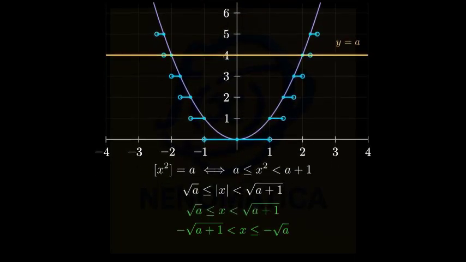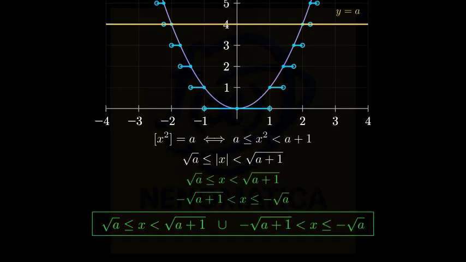On the right side, from square root of a inclusive to square root of a plus 1 exclusive, and on the left side, from negative square root of a plus 1 exclusive to negative square root of a inclusive. That is our complete solution. The solution set is the union of these two intervals.